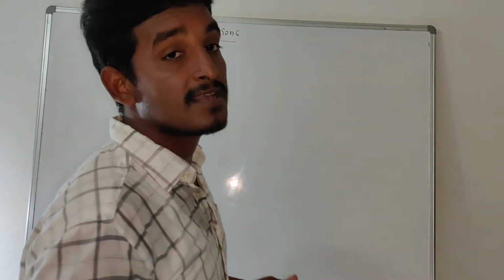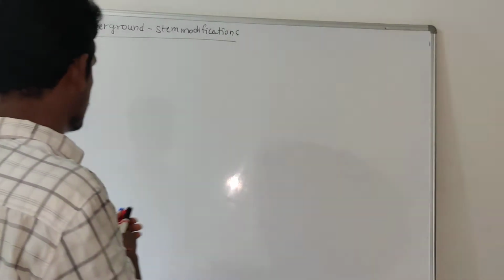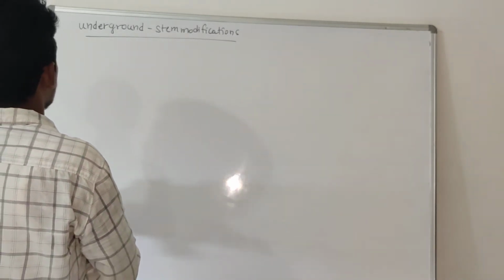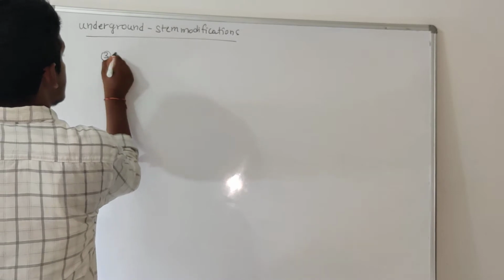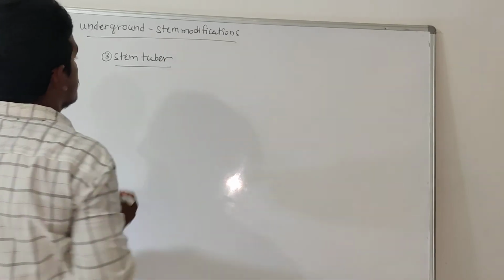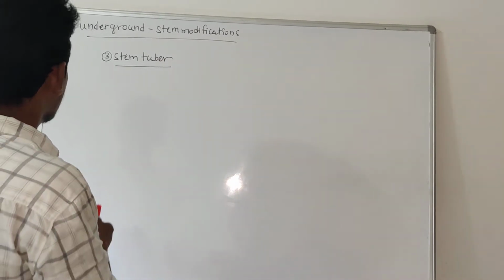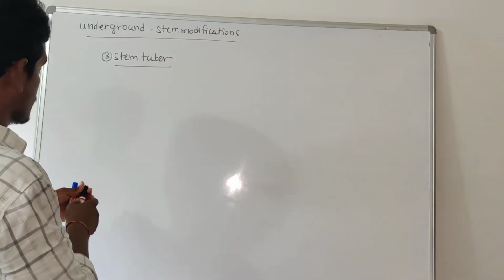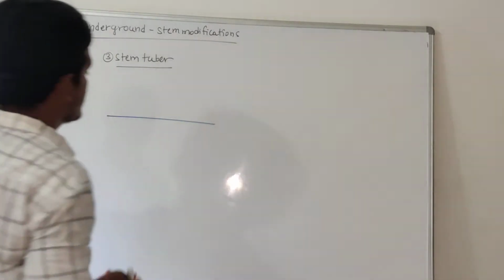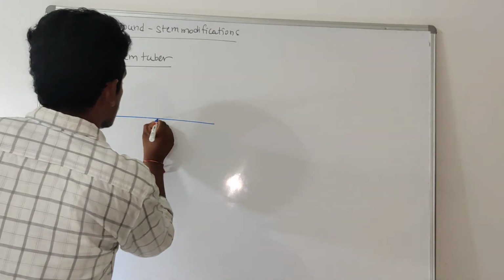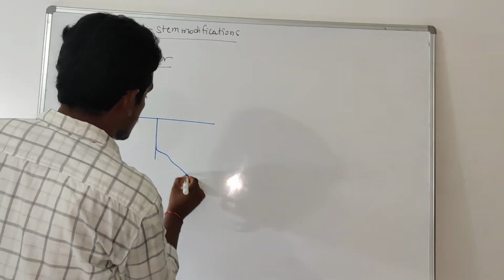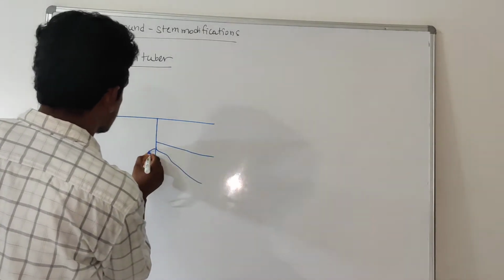Now we are going to discuss the remaining underground stem modifications. The third one is stem tuber. Here it is an underground stem modification, so that stem is present inside the soil, below the surface of the soil. Here it will produce various branches.